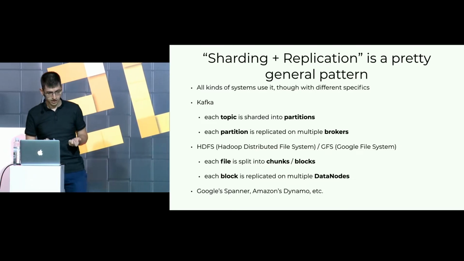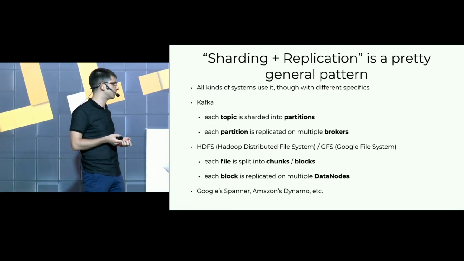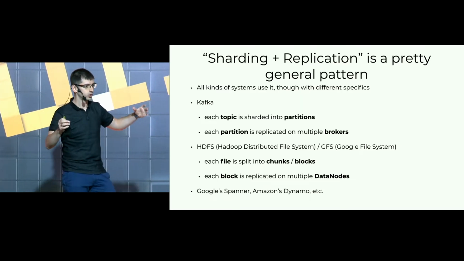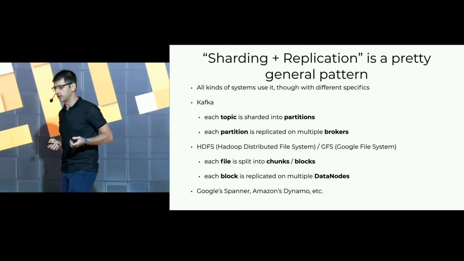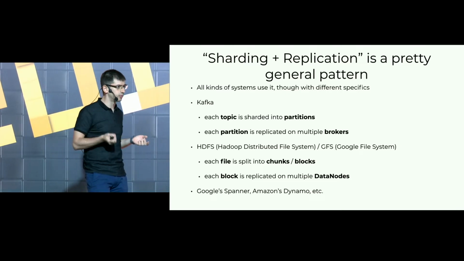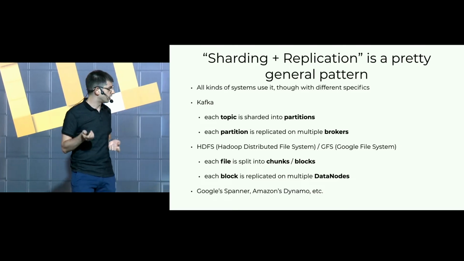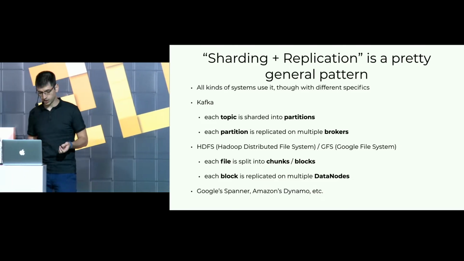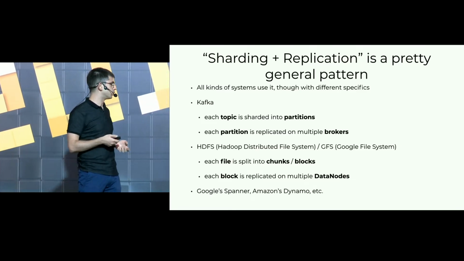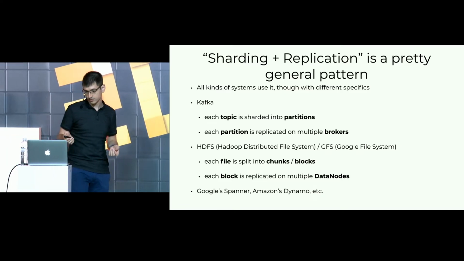HDFS, the Hadoop distributed file system, and also GFS, which was Google's original distributed file system, store large blobs, like large files. For example, you have a 10 terabyte file and you want to store it somewhere. Those are also split into chunks or blocks of, for example, 100 megabytes or 128. And each block is replicated on multiple machines for failures and for more efficient management and all that. And this is also the case with more production-ready or commercial systems like Google's Spanner and Amazon's DynamoDB, which are classic examples of distributed systems.